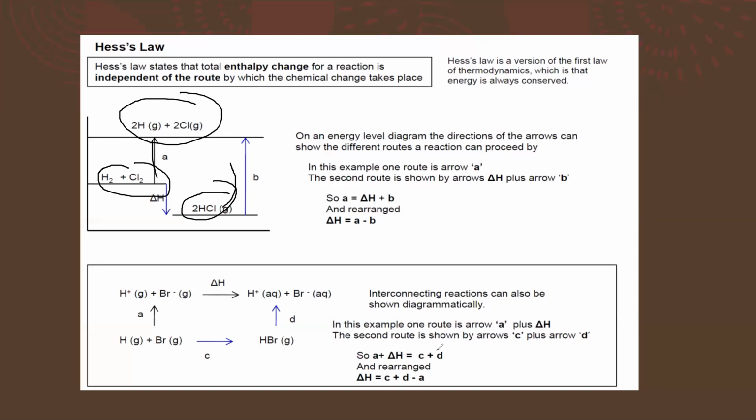Any doubt in this till now? We'll do the numericals as well, but the first thing is how to apply Hess's law on these chemical reactions which have multiple routes.